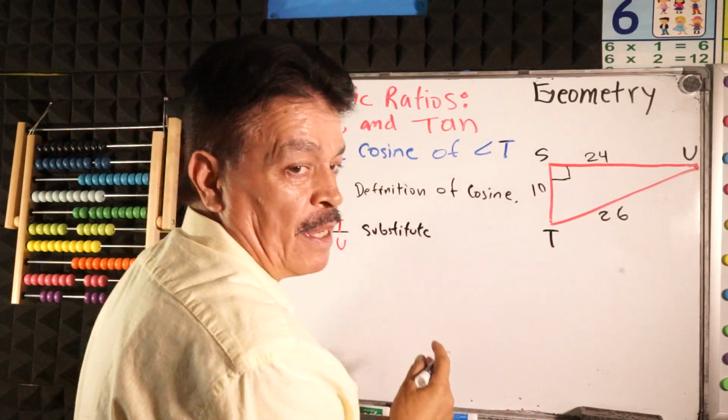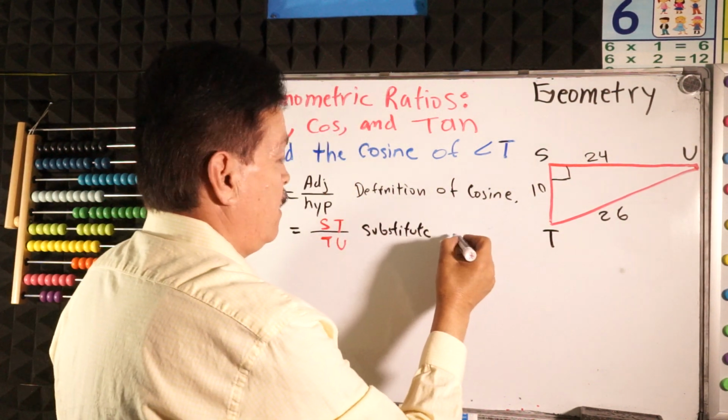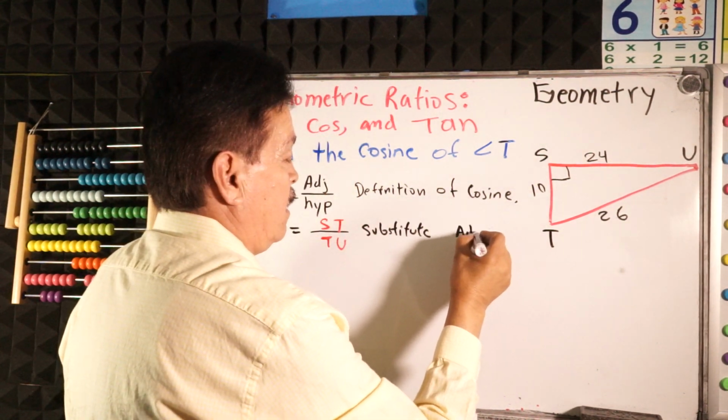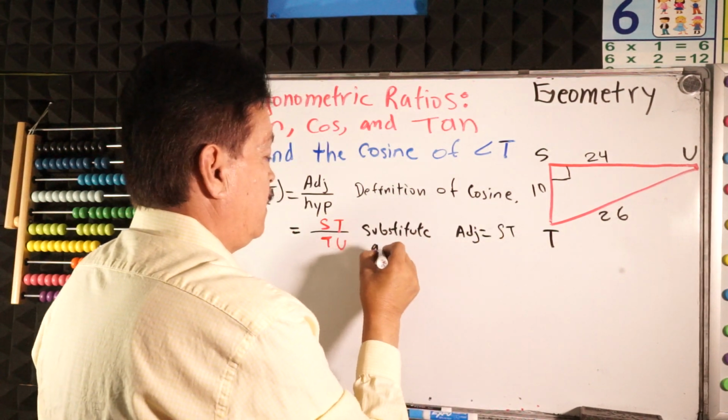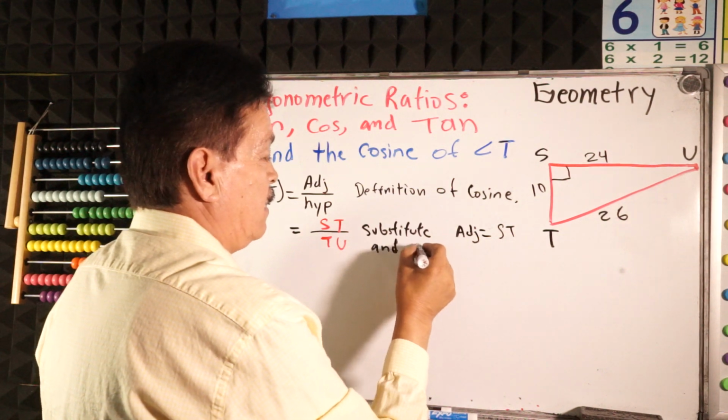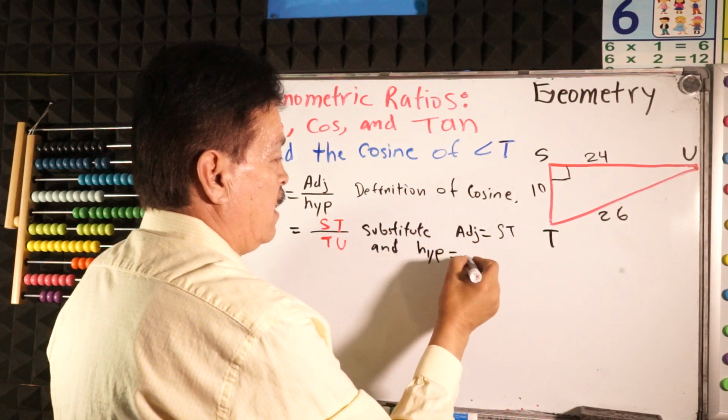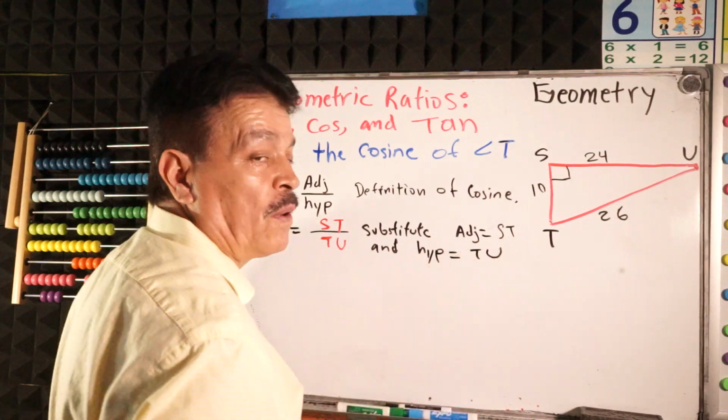Substitute here. Adjacent equals ST and hypotenuse equals TU. All right.